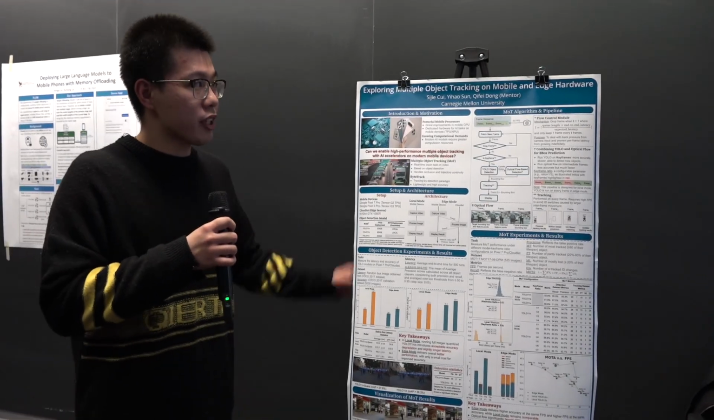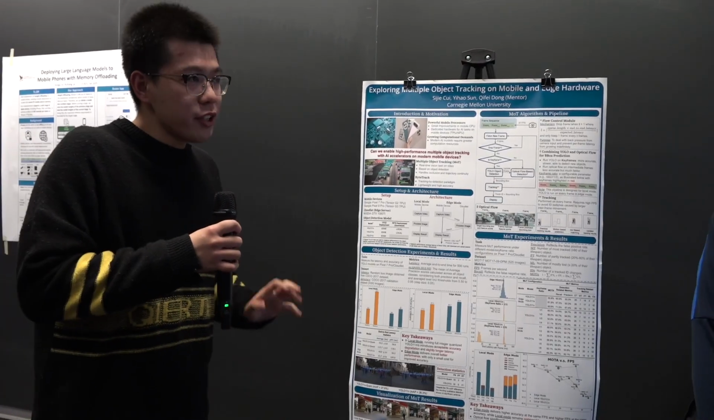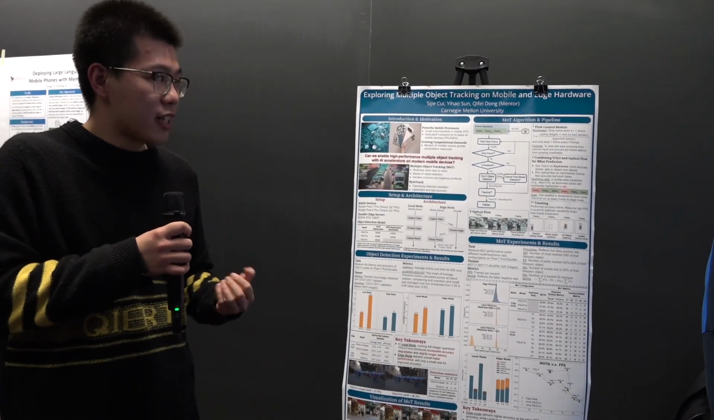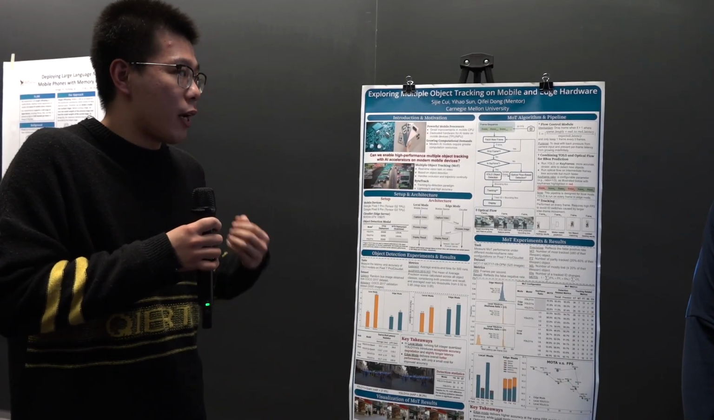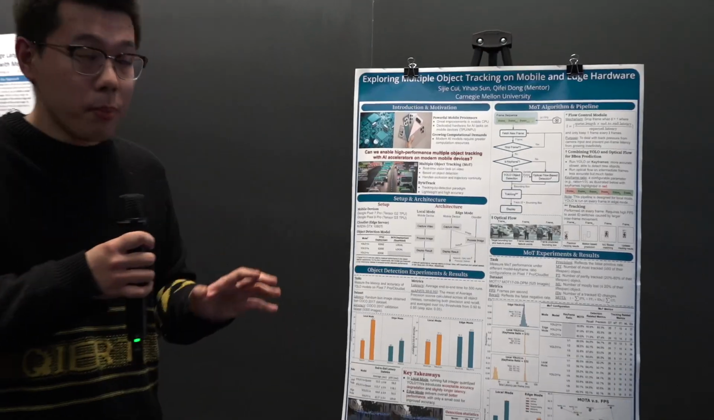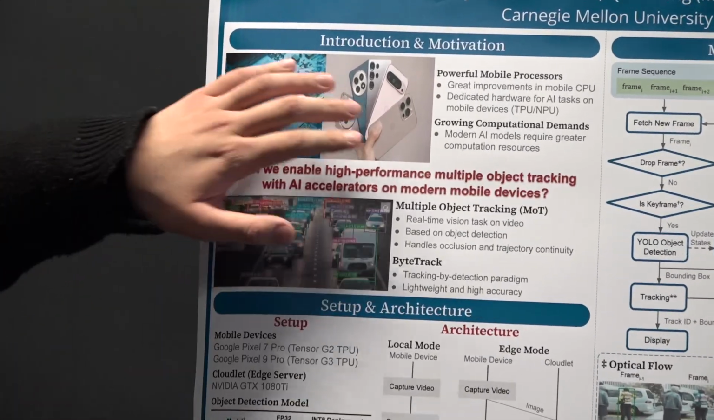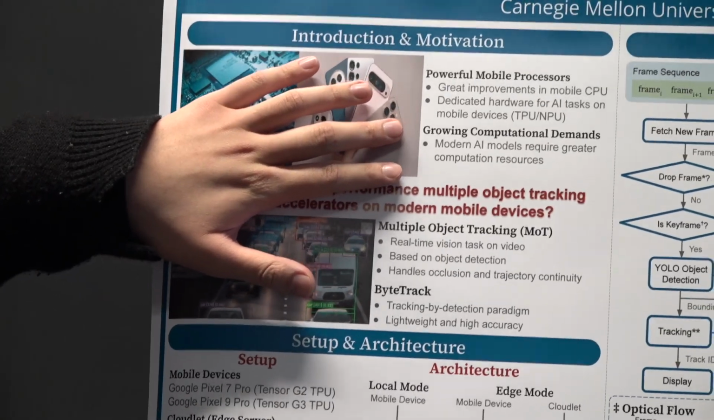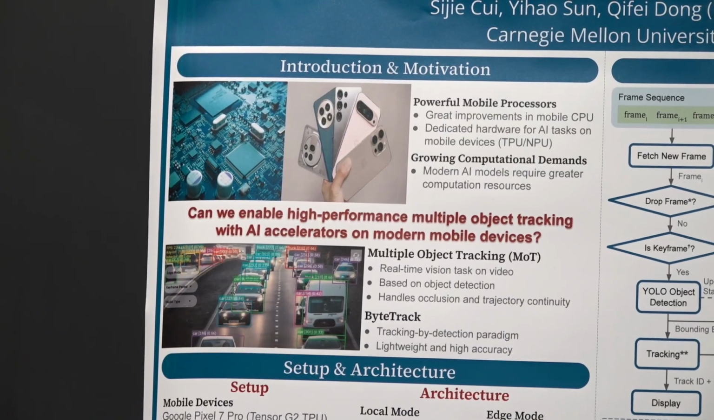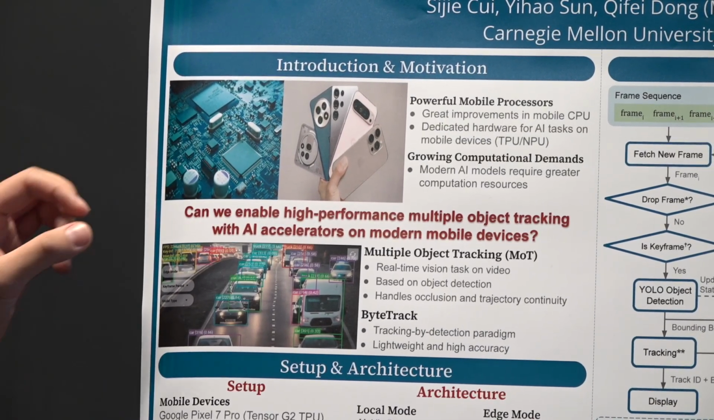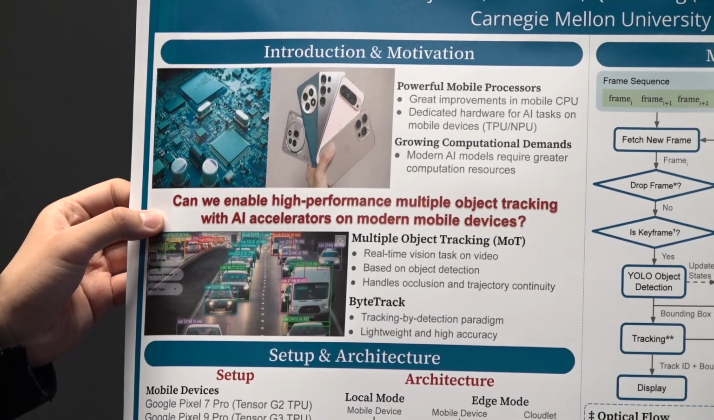So our project is to explore multiple object tracking on mobile and edge hardware. The motivation is that nowadays mobile devices have much more powerful processors. We have much more powerful CPUs, and much better TPUs and NPUs, because TPUs and NPUs are dedicated AI accelerators. And modern mobile AI models require greater computational resources. So the fundamental question of our project is: can we enable high performance multiple object tracking with AI accelerators on modern mobile devices?